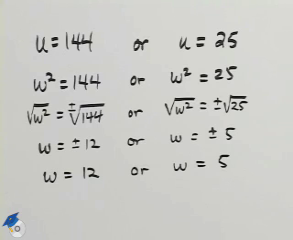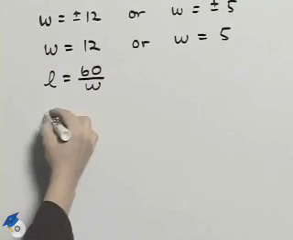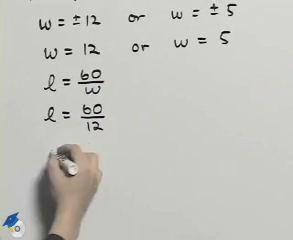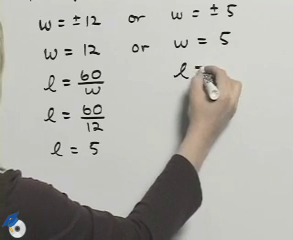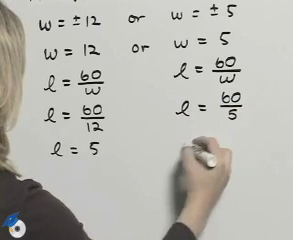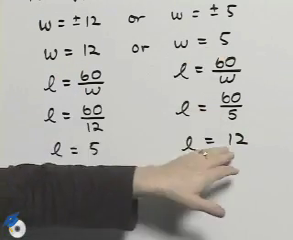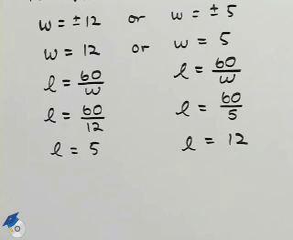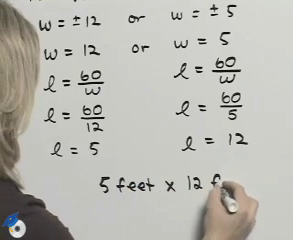Now, we need to find the length that is associated with each of those width measurements. We can do that by using the fact that the length is 60 divided by the width. If the width is 12, the length, 60 divided by 12, will be 5. If the width is 5, we will use the same formula. We will have length equal to 60 divided by 5, which happens to be 12. So when the width is 12, the length is 5, and when the width is 5, the length is 12. We can take either answer because it represents the same thing. We were asked to give the dimensions of the truck bed, so we know that the dimensions are 5 feet by 12 feet.